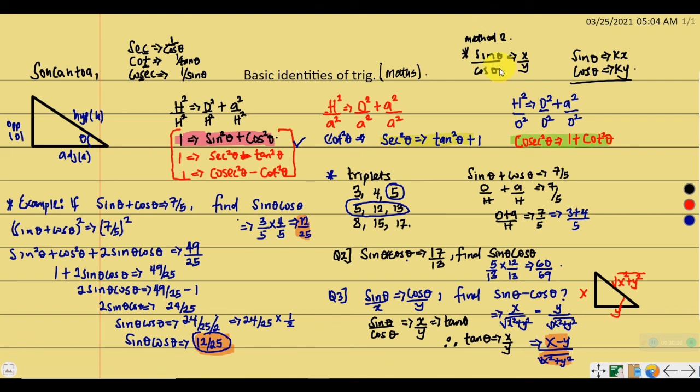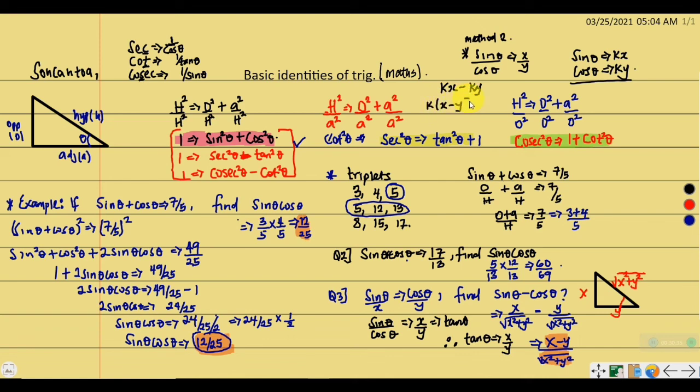I call it the elimination angle method. So if the question asks me to look for sine theta minus cos theta, then sine theta minus cos theta will be kx minus ky. I will still explain this in my next slide when I continue with basics of identity 2. Which you can factorize as k open bracket x minus y, from factorization.